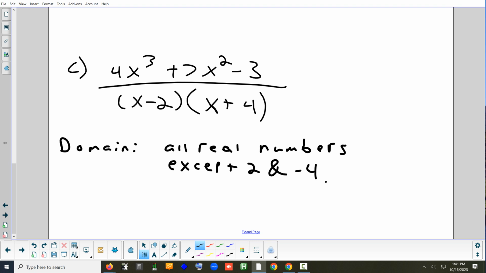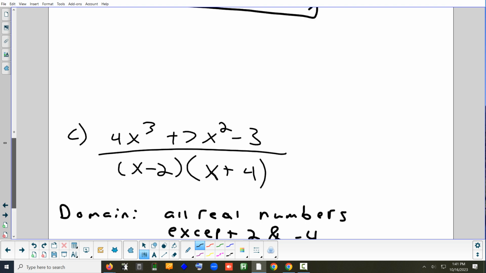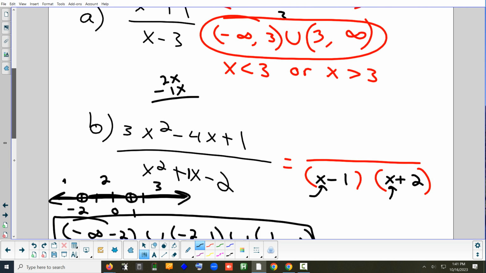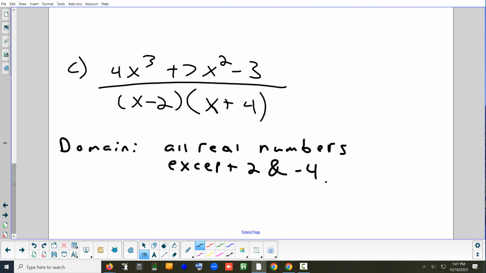Any questions on that? Yeah? Would it be okay if we did like domain and then we use the symbol for all real numbers, that double R, and then we use X can't equal the symbols 2 and negative 4? Yeah, that's okay. Yep. That'd be fine too. Any questions on A, B, or C? Okay.